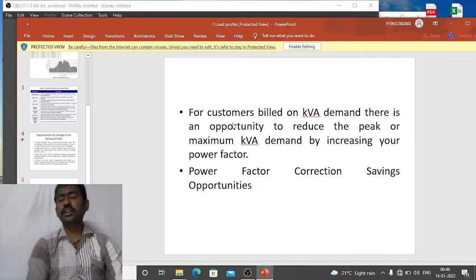And for customers billed on KVA demand, there is an opportunity to reduce the peak or maximum KVA demand by increasing your power factor. Power factor correction saving opportunities are also there. So this is about the load profiles. In this video, you saw the cost index, energy index, pie charts, Sankey diagrams, and load profiles. So with this, our first unit is completed. We will see the second unit next. Thank you.